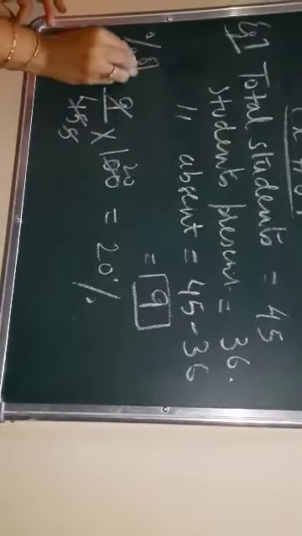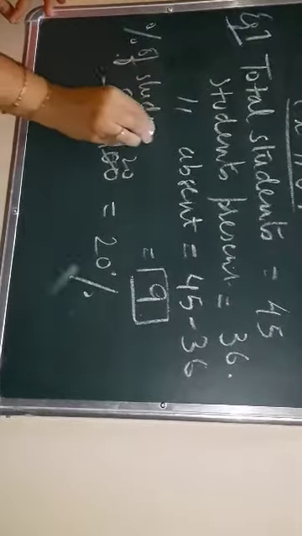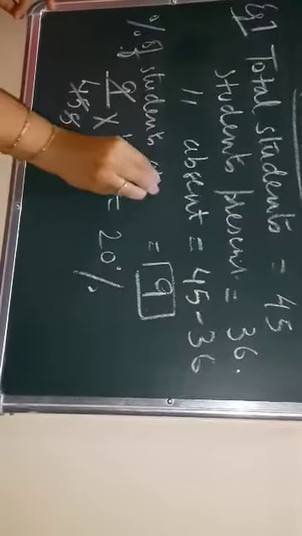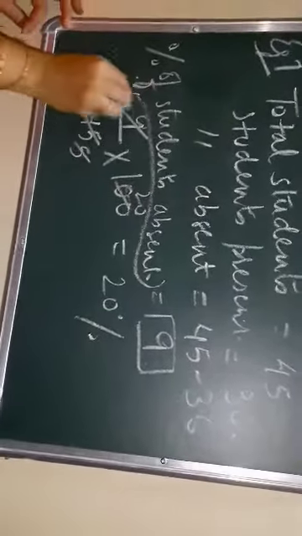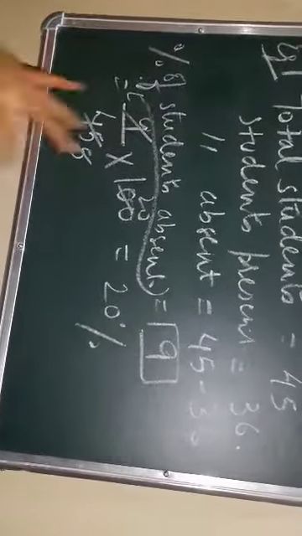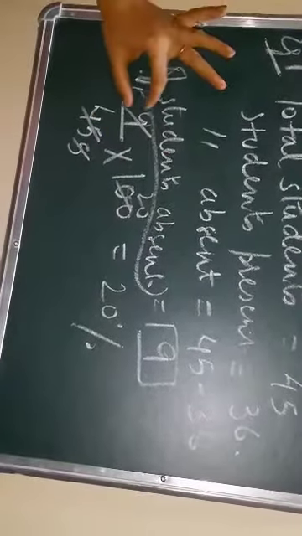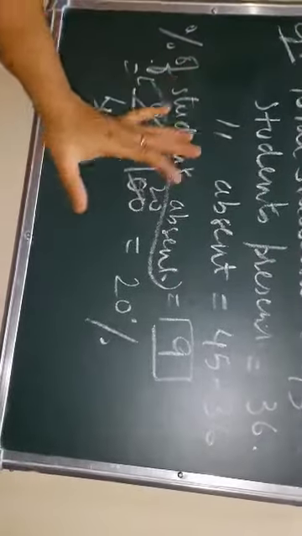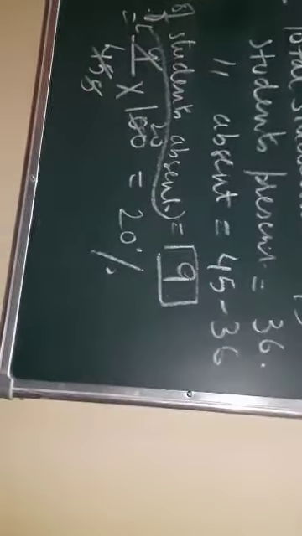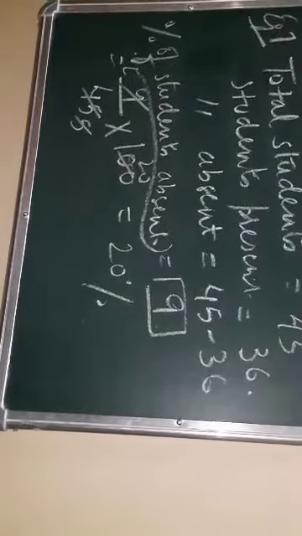You write percentage of students absent is equal to this thing: 9 upon 45 into 100. So whenever you have to find percentage, the given goes on top, the total at the bottom, into 100. This way you have to find the percentage, right? So this is example number 7, and that's all for today.